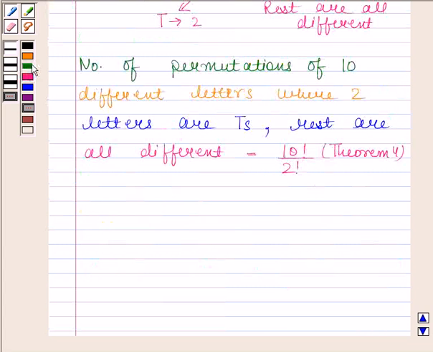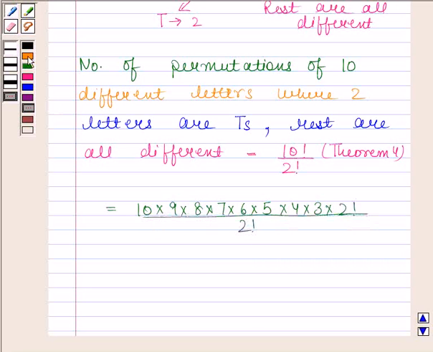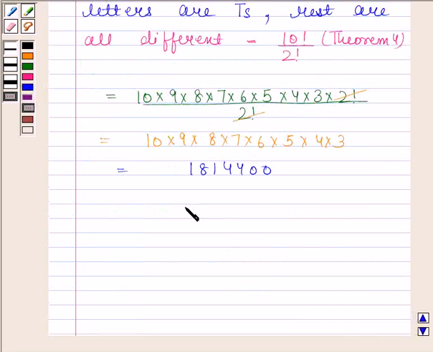Now 10 factorial upon 2 factorial is equal to 10 into 9 into 8 into 7 into 6 into 5 into 4 into 3 into 2 factorial upon 2 factorial. Now 2 factorial gets cancelled out from both numerator and denominator. So we are now left with 10 into 9 into 8 into 7 into 6 into 5 into 4 into 3, and this is equal to 1,814,400. Hence our required answer is 1,814,400. This completes the first part. Let's now move on to the second part.